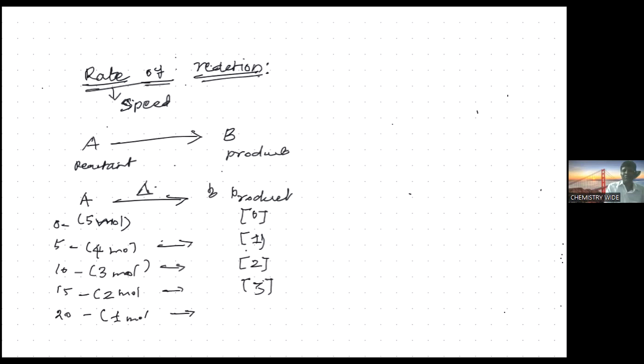At the 25 minute time interval, the whole reactant is going to disappear. So here it is 0 mole. All the reactant is going to be converted to product. So we get 5 mole increasing at the product side.